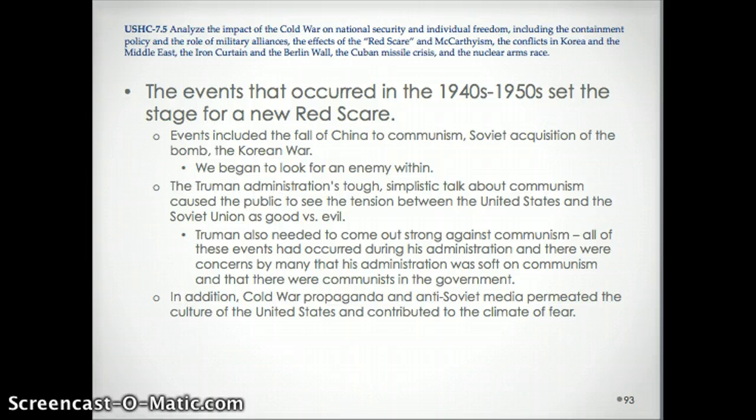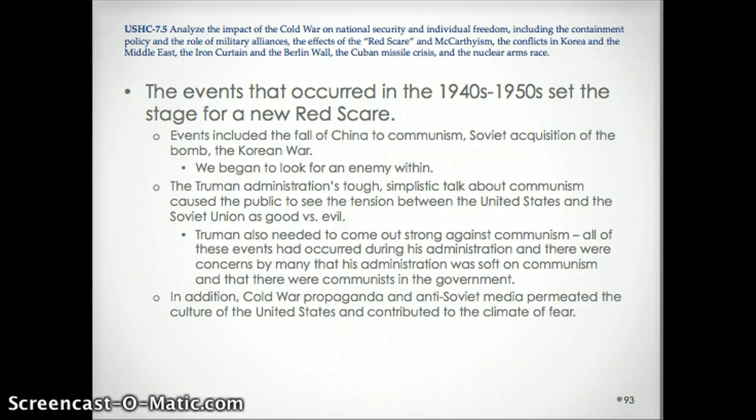There are other events in the 1940s and 50s that are going to lead to the second Red Scare. Remember, red is the color of communism, like the fall of China, Soviet acquisition of the bomb, the Korean War. So it's going to look like there are spies throughout the United States, which is causing the United States to lose some of these major battles, major events. The Truman administration had this tough, simplistic talk about communism, and we looked at it as really good versus evil, good being us, evil being the communists. And like I said, he had to come out strong against communism because of all those events happening. It looks like he's soft on communism, and that's going to be a major problem for future presidents. They're going to be worried about being seen as being soft on communism.